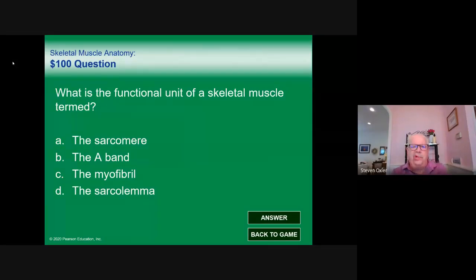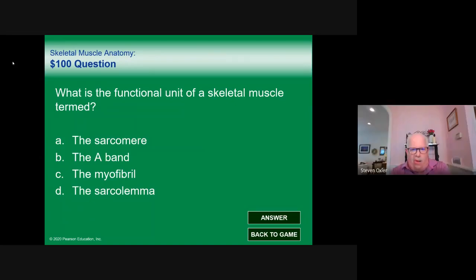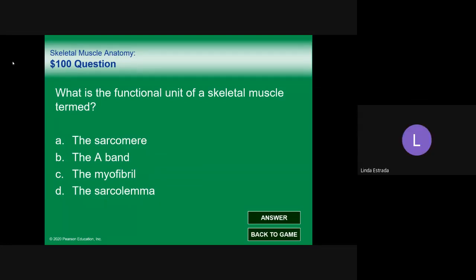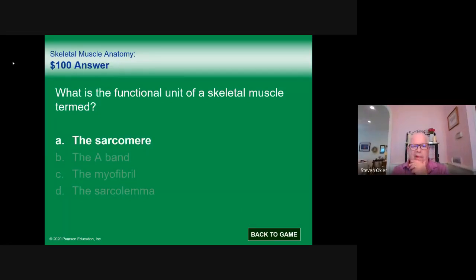What is the functional unit of a skeletal muscle called? C. Functional unit. The sarcomere. Yes, sarcomere. All right? Okay. I'm probably going to ask you that question.